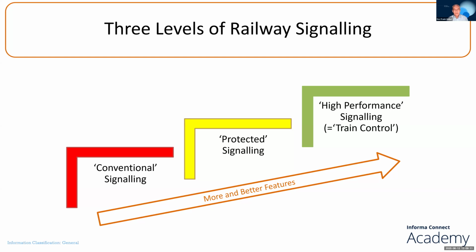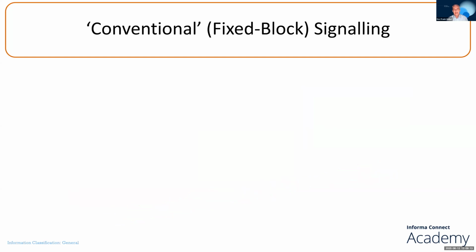So let's explain briefly what conventional signaling is. That's often also called fixed block signaling. That's basically what you see on most railways today. You see the lights on sticks, also called signals. And what you often don't see, or if you see it, you don't know what it really is, is the thing about fixed blocks. So I'm going to explain that.